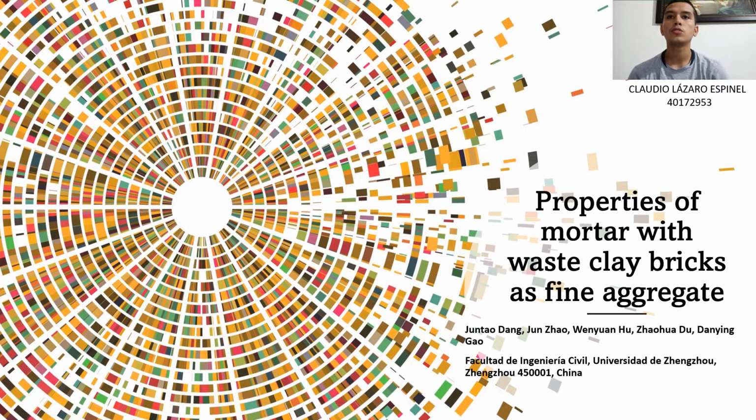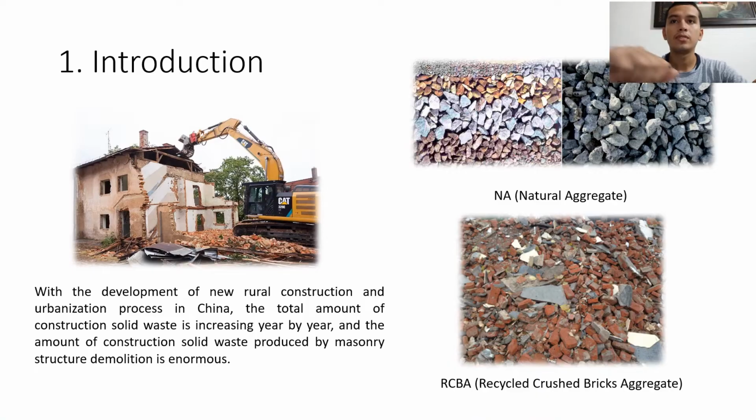This work belongs to the Faculty of Civil Engineering of Zhengzhou University of China. The principal objective of the article arises from the need to solve the problem of recycling construction waste as soon as possible and develop new ecological building materials. From this article, it should be noted that NA is a natural aggregate. RCBA is recycled crushed bricks aggregate.